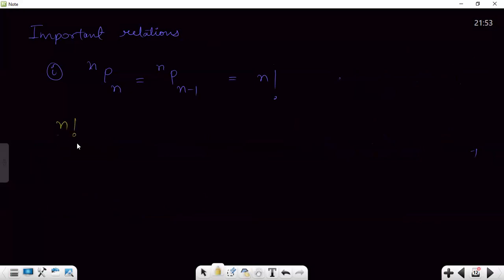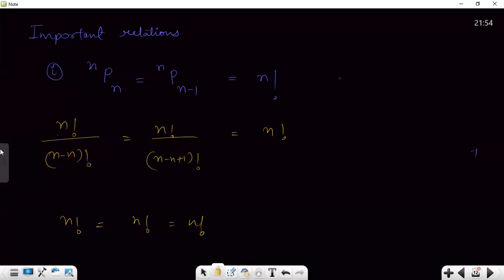N factorial upon n minus n factorial is, so we are taking the left hand side and the right hand side, and the third hand side. Okay. So n minus n is basically 0. 0 factorial is 1. That becomes n factorial. n minus n is 0. 1 factorial is 1. That becomes n factorial and factorial. That is why it is 2. Simply. Clear everyone? Any doubt?